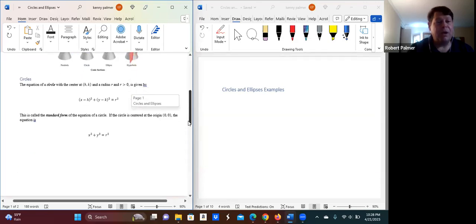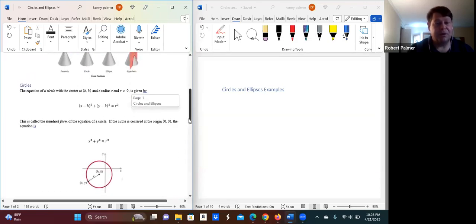First, let's talk about circles. The circles you're most familiar with, of course, but you may or may not have seen the general equation that often. The equation of a circle in general, with the center at (h, k), these being the coordinates of the center, and the radius r, where r has to be positive, is given by this. That's the most general form of the equation of a circle.